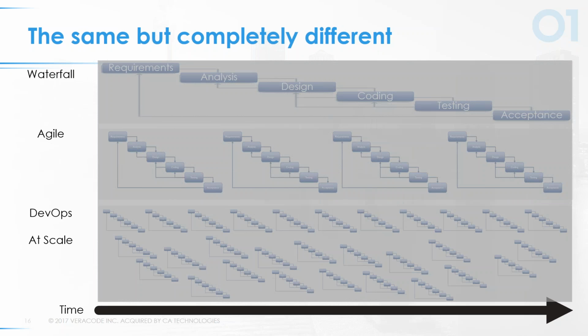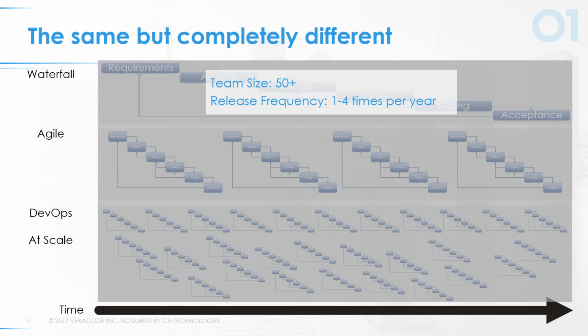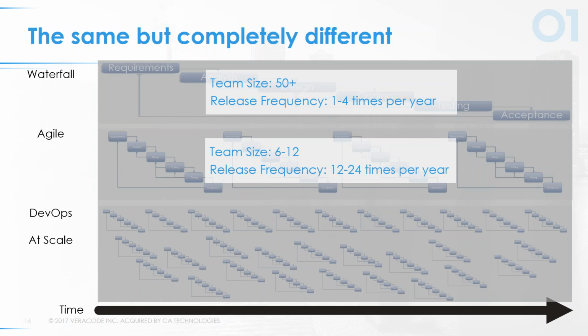So from a team size and release time frame perspective, again, that 50 plus, we're talking about a release frequency of 1 to 4 times a year. Move to Agile, and now we've got a team size of 6 to 12. It's a very small team.